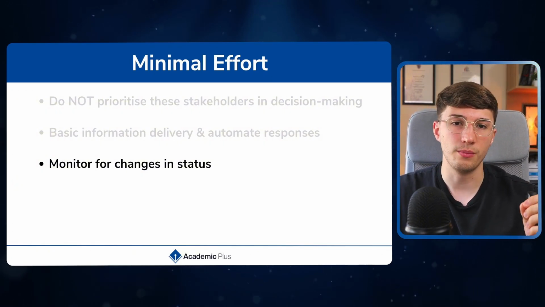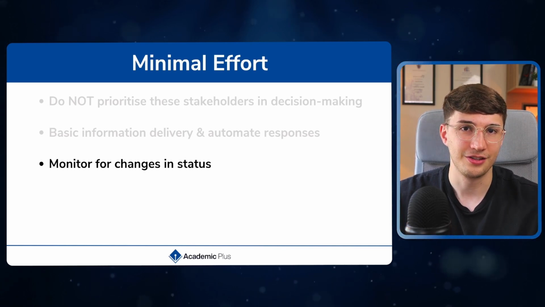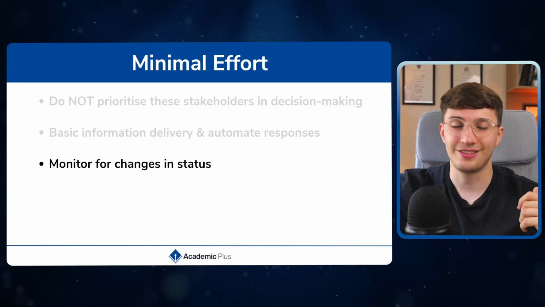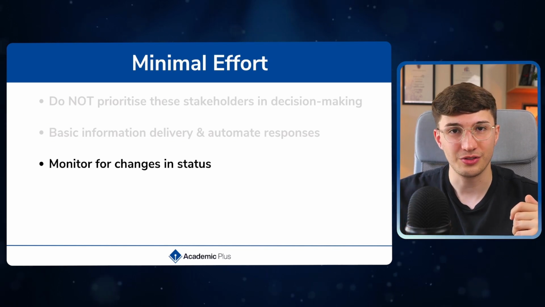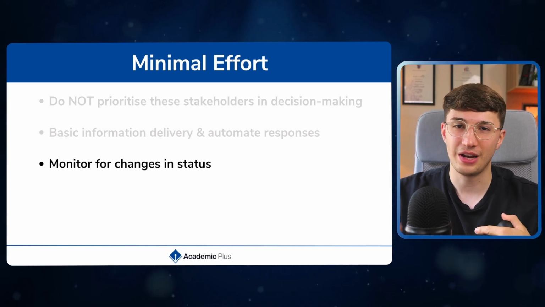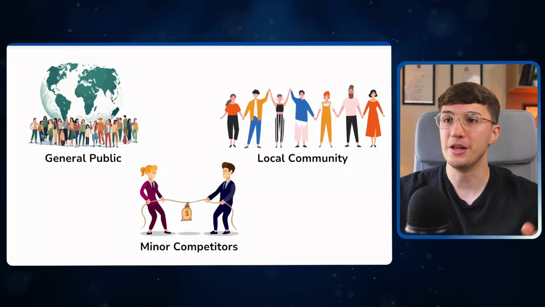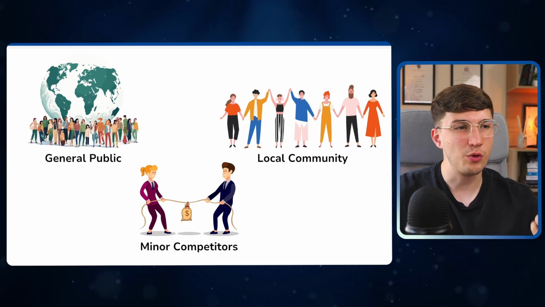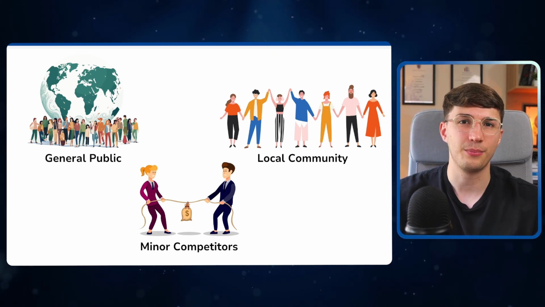And like all of them, we do want to monitor them to make sure that they don't change in status. That we haven't completely neglected this stakeholder group and now all of a sudden they're a bit of a manage closely, but we've built up a negative relationship between us and them. And just some examples of minimal effort stakeholders: general public, local community, minor competitors. These are all great examples of them.